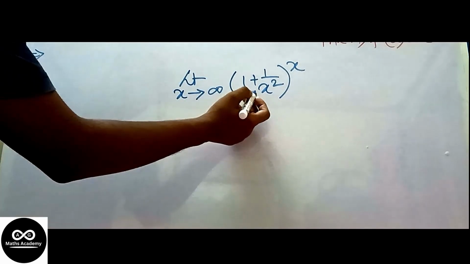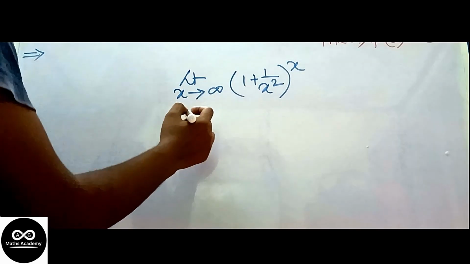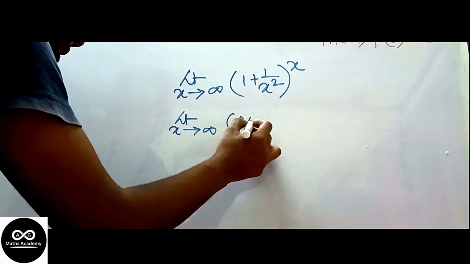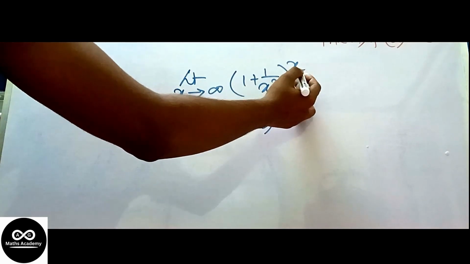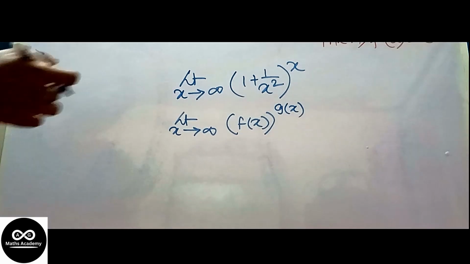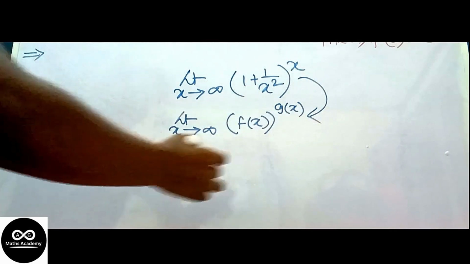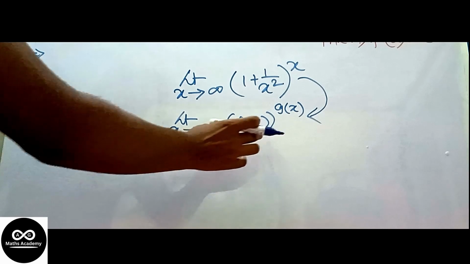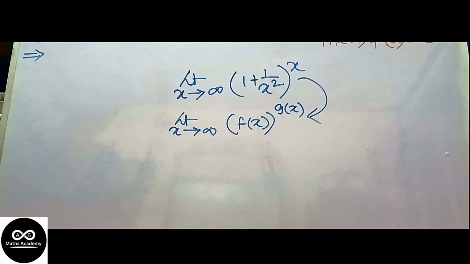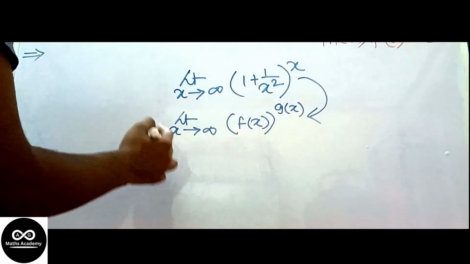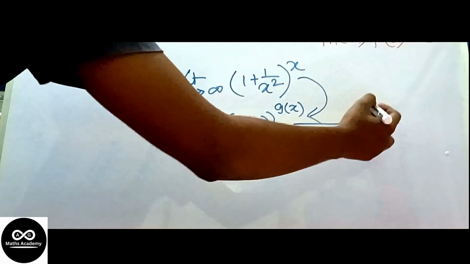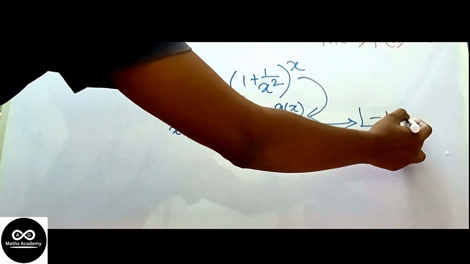So let us consider this function as f(x). So this limit becomes limit x tends to infinity f(x) to the power g(x). Okay, so this becomes limit x tends to 0 f(x) whole to the power g(x). Now for this kind of formation of limit, we can use the L'Hopital method.